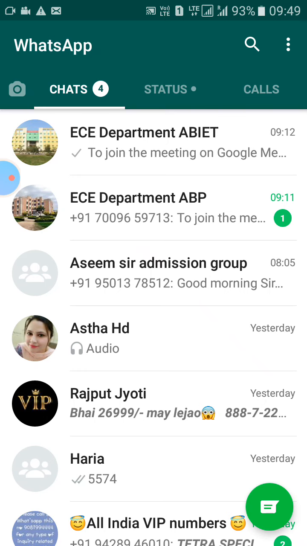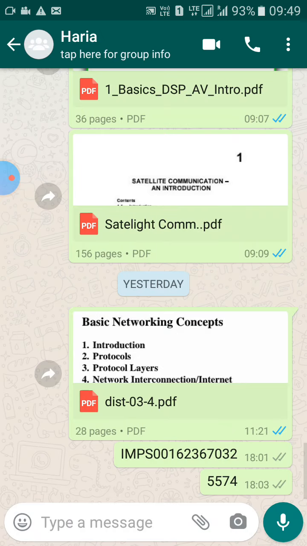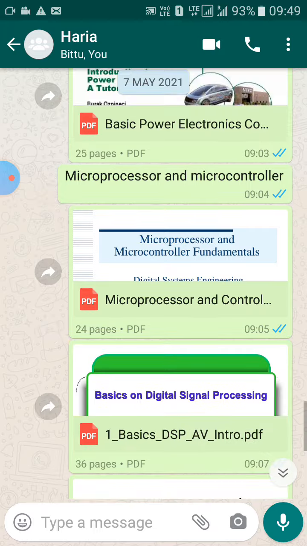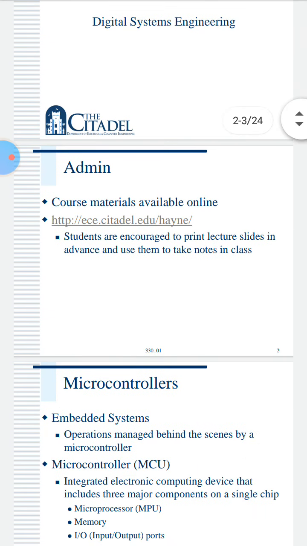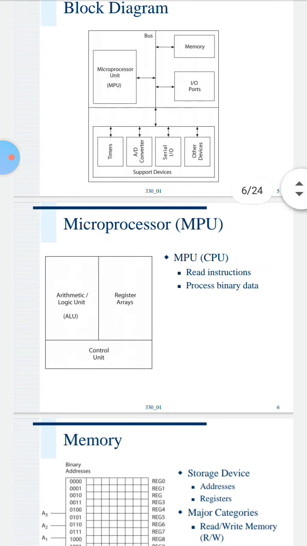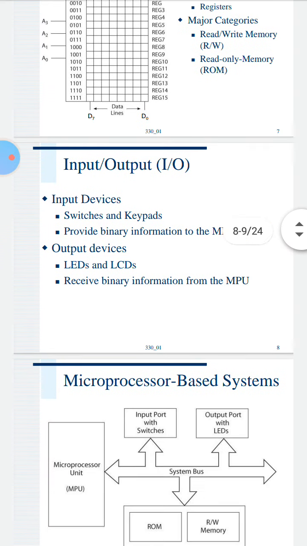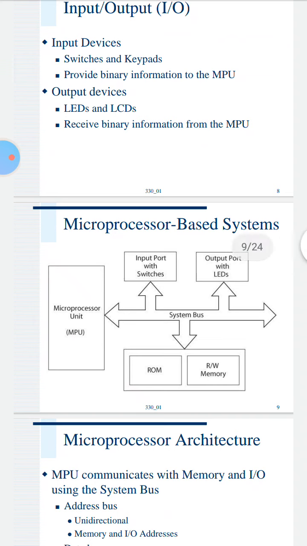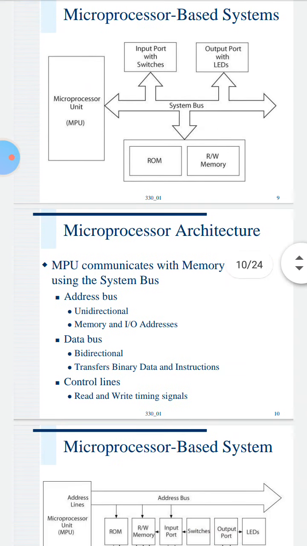Today we are going to start with the subject microcontroller and microprocessor. We have already done the introduction part, the basics of microcontroller and microprocessor, and we have also discussed the input-output devices. Now, today we will discuss the microprocessor architecture.